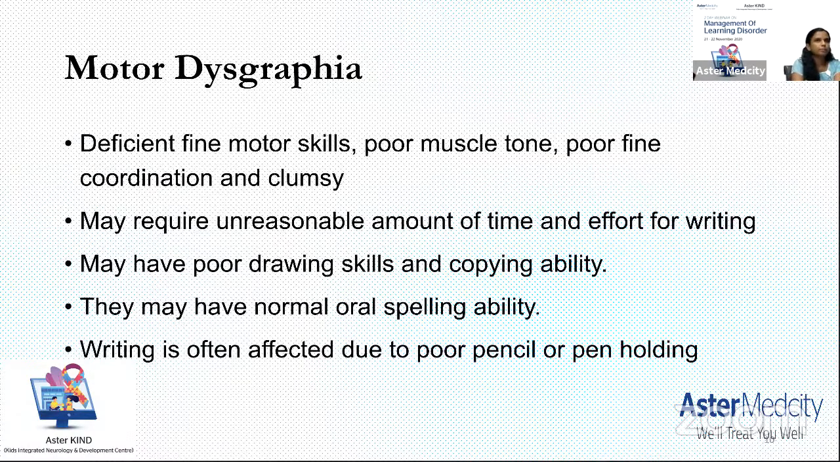In motor dysgraphia, the problematic area will be their fine motor skills, their muscle tone, and their fine coordination, and the child may look clumsy. They may require an unreasonable amount of time and effort for the writing activity. Their drawing skill and copying ability will be poor, but their oral spelling ability will be normal. The writing is usually affected because of their grasp of the writing tool, which can be a pencil or a pen.